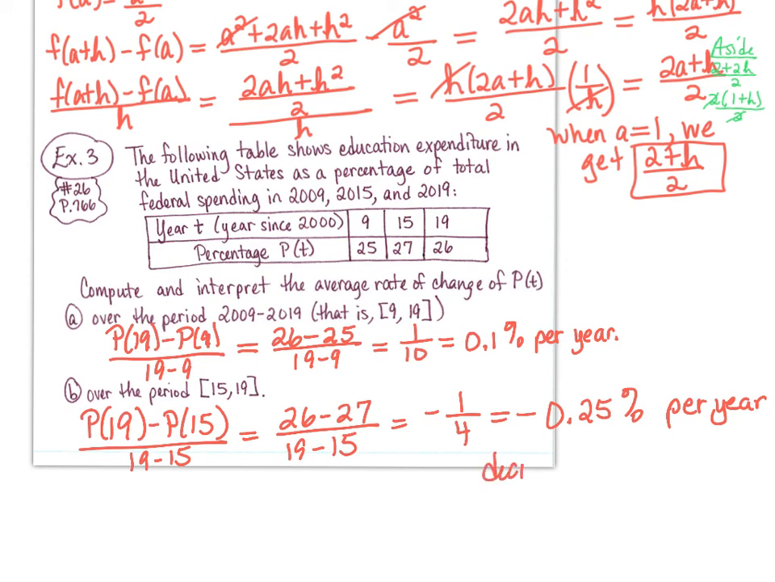So we have it that it's decreased at an average rate of 0.25%. Whenever you say it's decreasing, you don't have to say negative 0.25. You just say it's decreasing at a rate of 0.25% per year. Okay? Does that make sense?